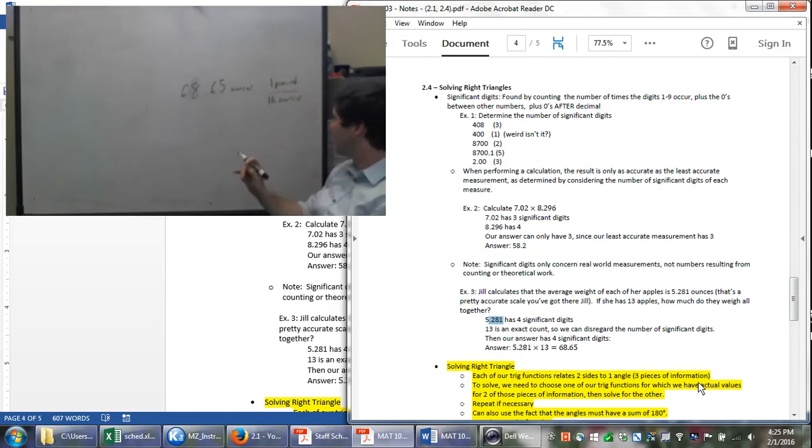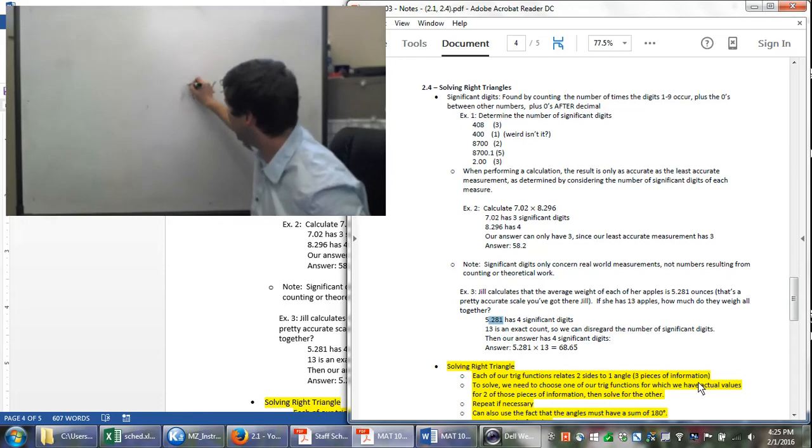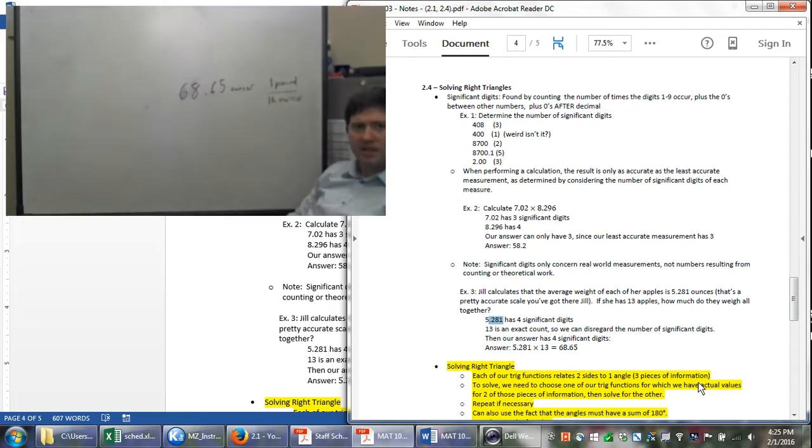This was in ounces. Now I just thought of this. I probably should have put it in the problem. Ooh, that's a bad marker. 68.65 ounces.